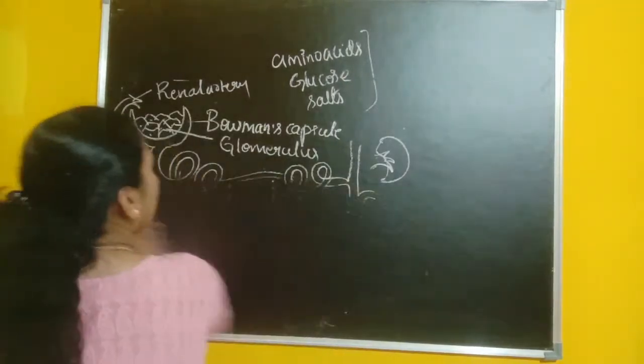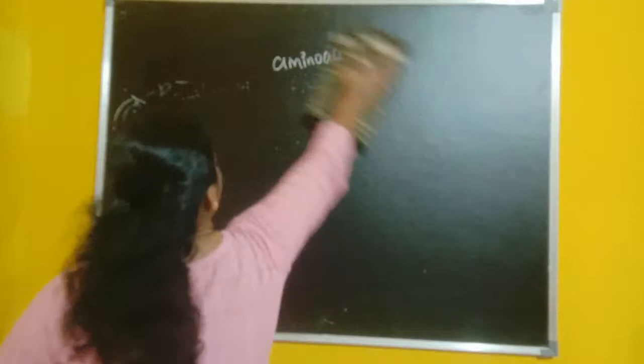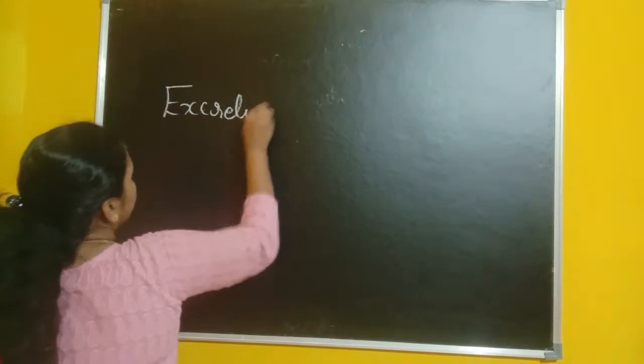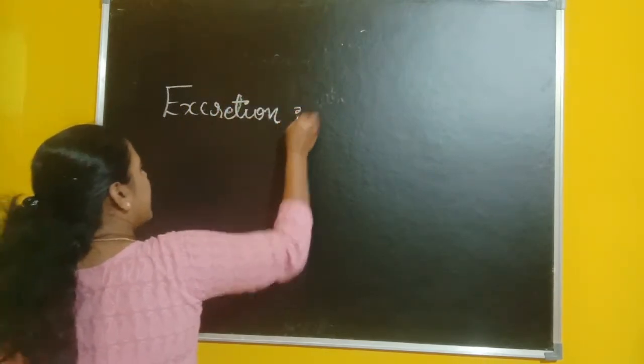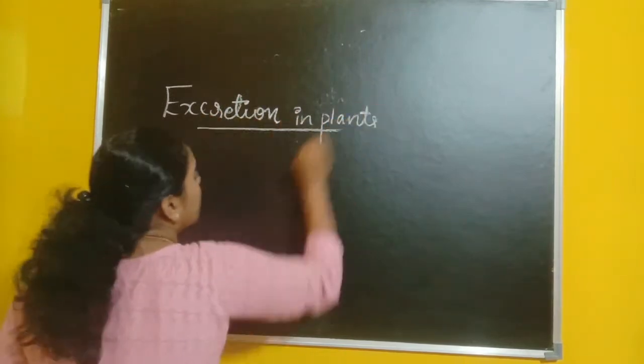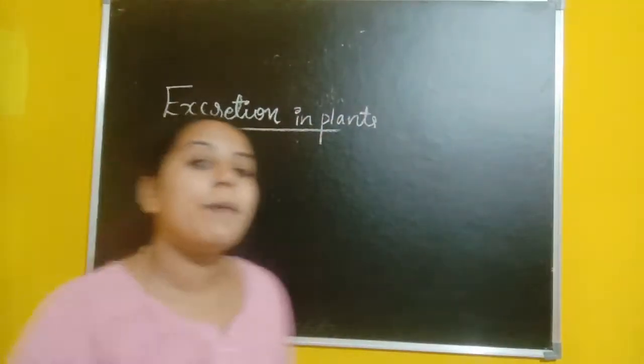So now we are moving to the last part of this lesson, that is excretion in plants. They ask how do plants excrete, for 3 marks, sometimes 2 marks.